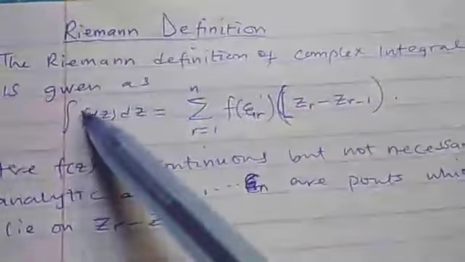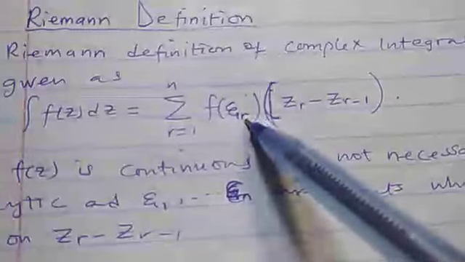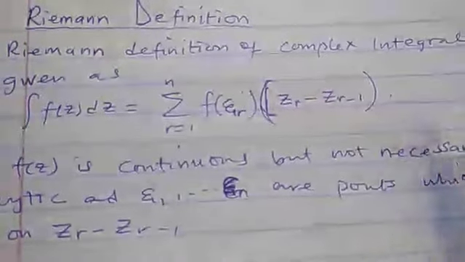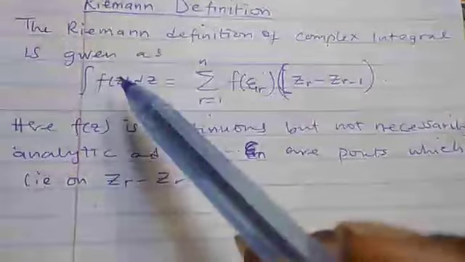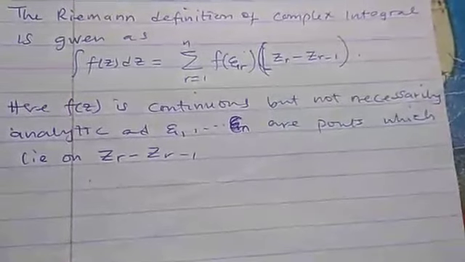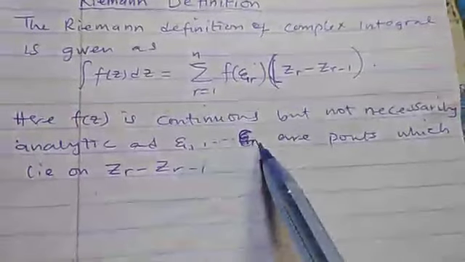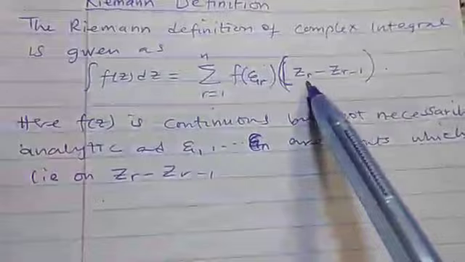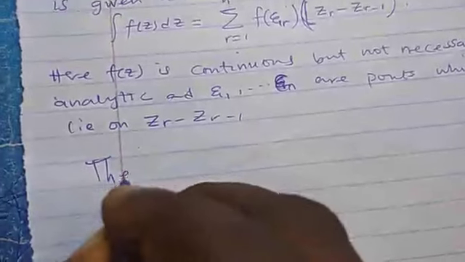Let's now consider the Riemann definition of complex integration. The Riemann definition of complex integral is given as this: integral of f of z dz is equal to summation, r runs from 1 to n, of f of xi r times z r minus z r minus 1. We call this a Riemann integral for complex integration. In this case, we assume that f of z is continuous, but it may not be analytic. That's our assumption. And xi 1 to xi n are points that lie on this arc z r minus z r minus 1.